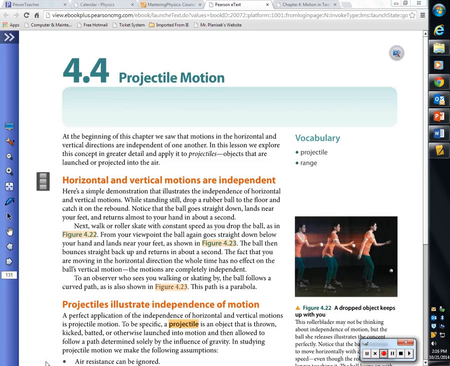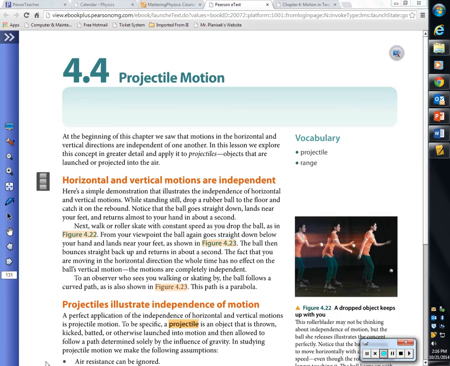So if it takes 0.6 seconds to go up, it will take 0.6 seconds to come back down, whether I'm standing still like this, or whether I walk and I throw it up like this, as long as I throw it up with just the same speed as it had when I was standing still.